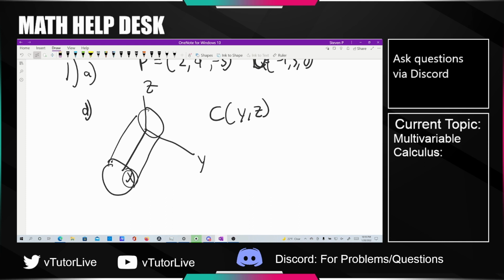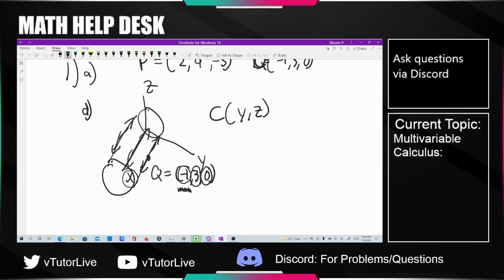Okay. So it's centered on the x-axis. And then the point that we're given, Q, I'll just draw it like this, is equal to negative 1, 3, 0. Well, this is basically saying that the x value is unimportant because x is allowed to vary freely, up and down the axis or up and down the surface of the cylinder. So all that matters are the y and z components, 3 and 0.